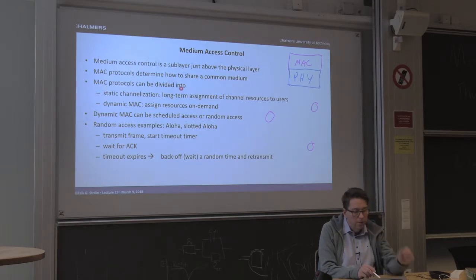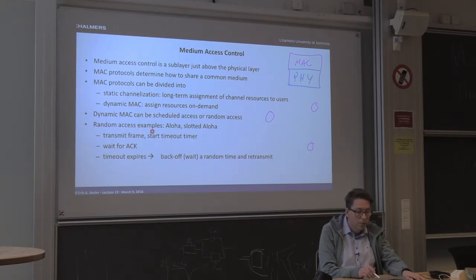MAC protocols can be divided into static channelization, which is long-term assignment of channel resources to users, or dynamic, where we assign resources on demand. Static is nice if we have well-defined users that use the medium with the same data rate always, very predictable ones. Dynamic is nice when we don't have that, when users sometimes have a lot of data to transmit, sometimes not, and users come and go. So in data communications or internet traffic, we typically use dynamic MACs because they're more efficient in that way.